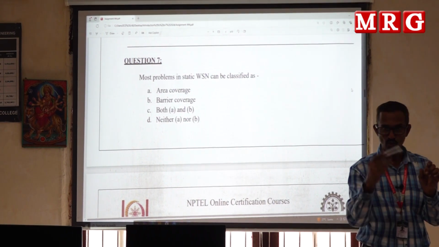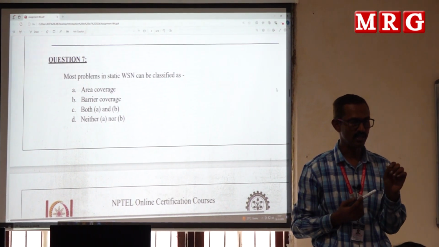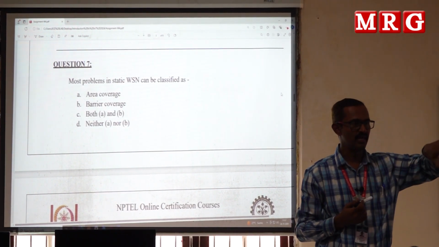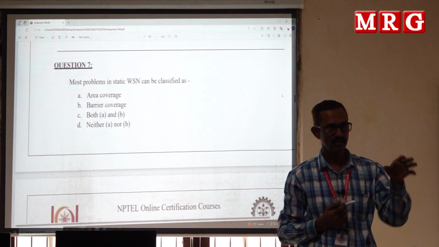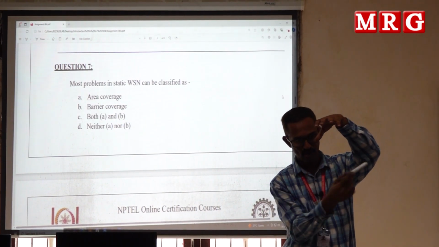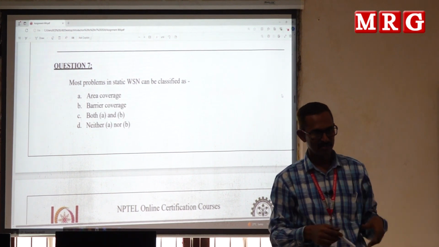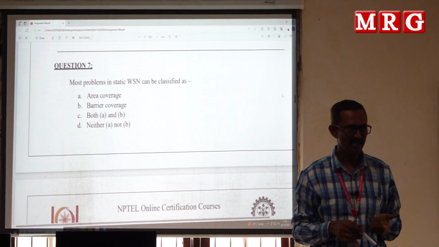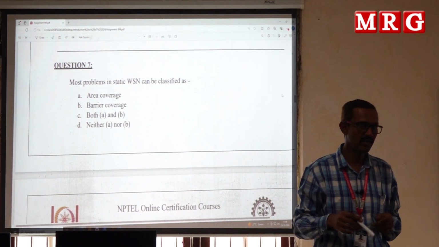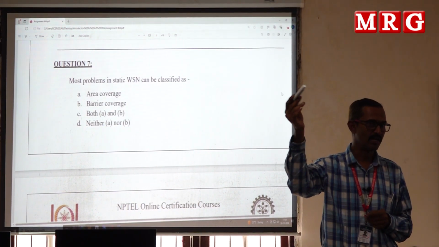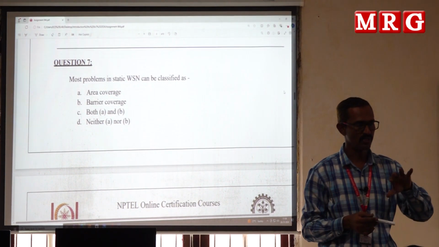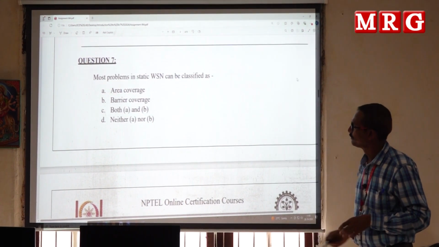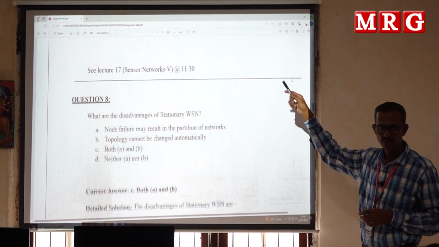Who is covering the barrier, this node or that node? Who decides, and how? Some central node will decide. Some decentralized approaches are also there. In the centralized approach, the central node monitors all these coverages. In the decentralized approach, every node itself has to decide whether to sense or not, whether to act or not, or it will wait for the signal from the central node and follow it. So there are two approaches: centralized and decentralized. Like this we have area coverage and barrier coverage. Both is the answer.